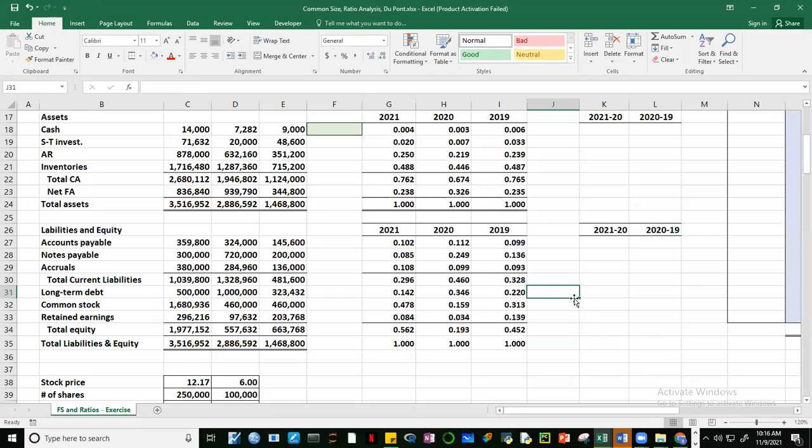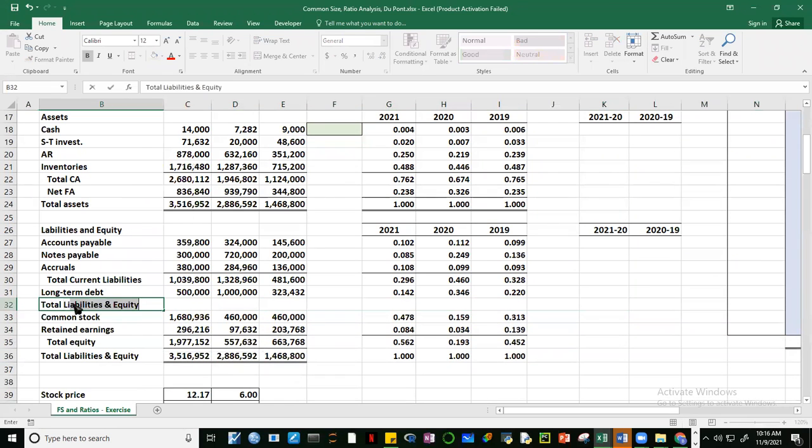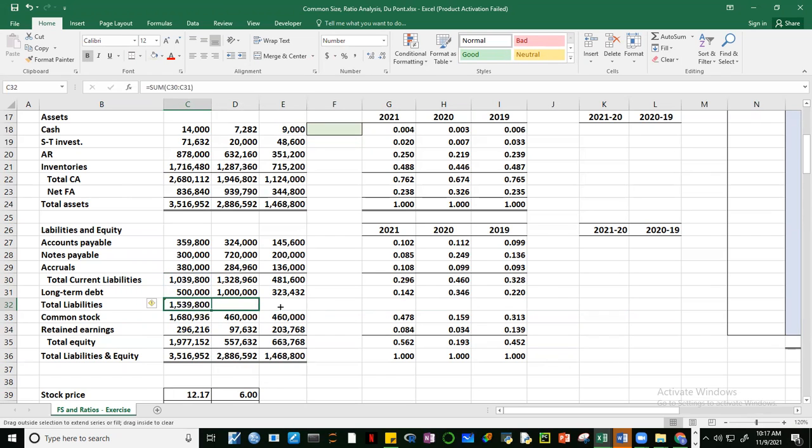Okay, class, I think I think we're missing an element here. Kindly, I'm sorry about this, kindly insert here, after long-term debt, sorry, I forgot to put here total liabilities. We don't have total liabilities. Okay, so total liabilities. Oops, Control Z. For total liabilities, we just need to sum up our current and our long term. All right. And you can just copy this down also.